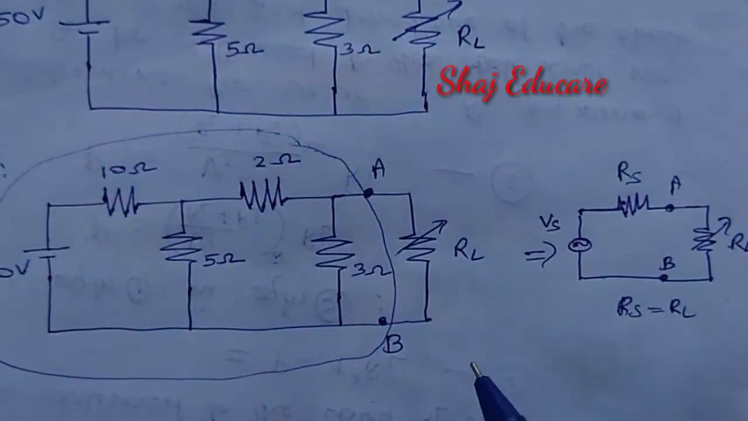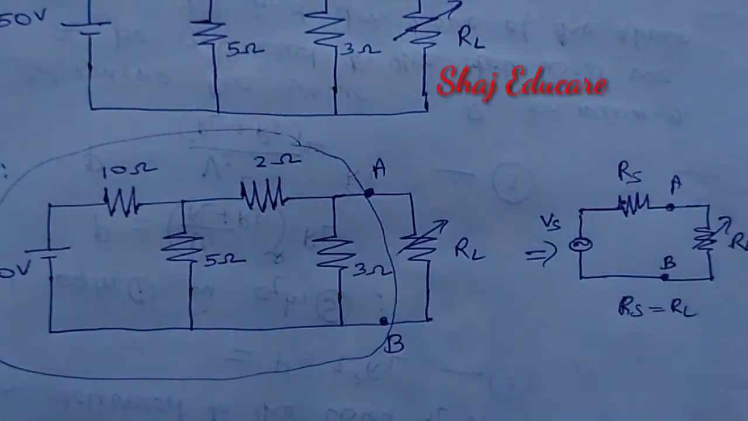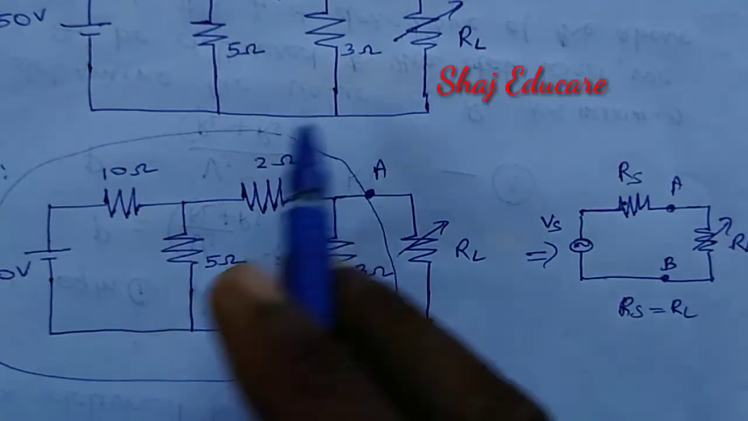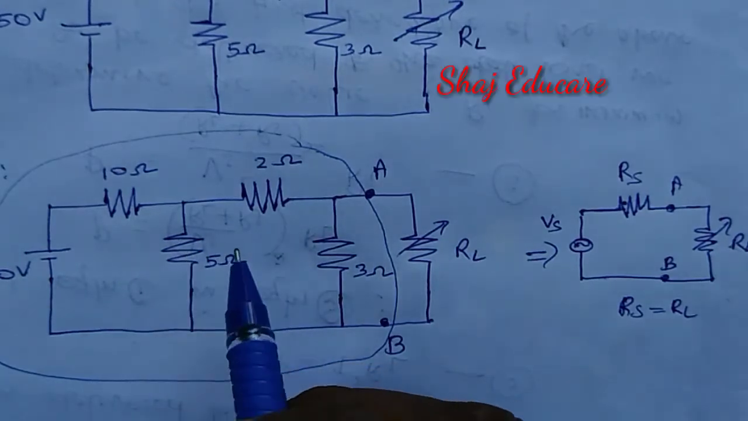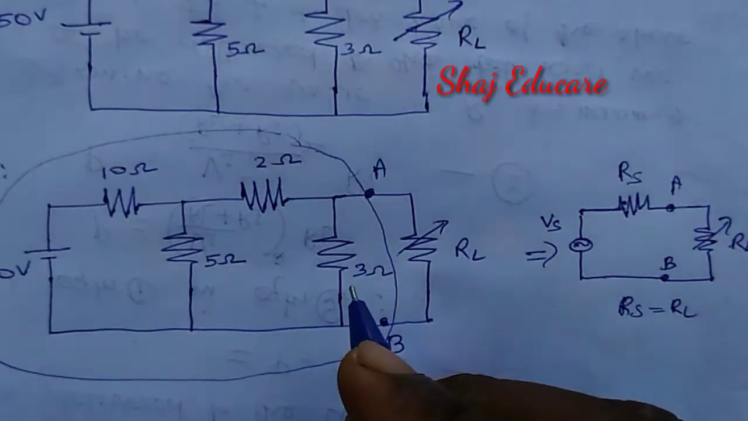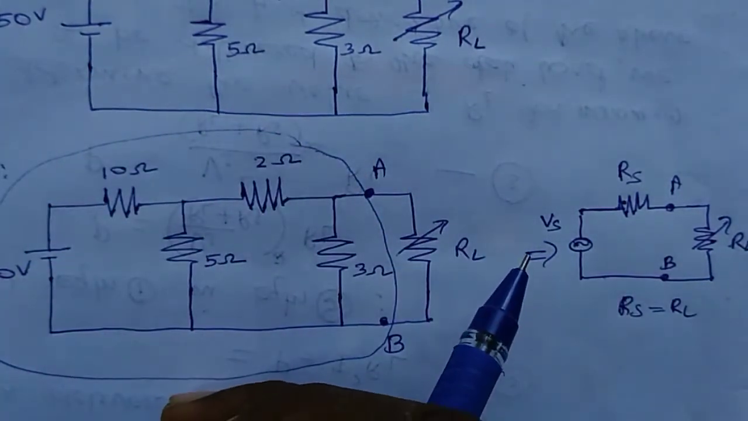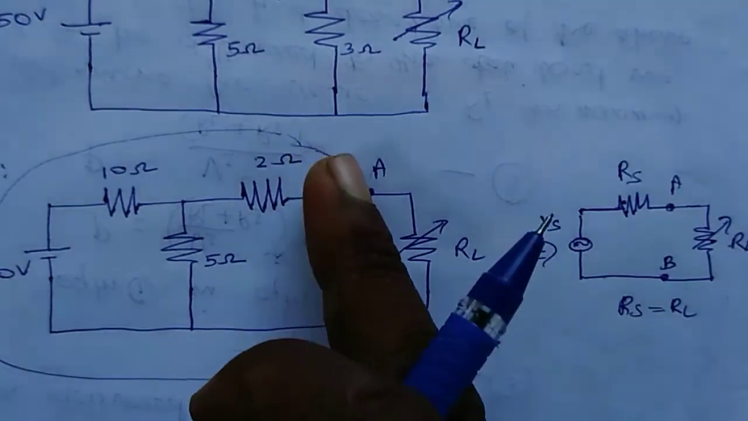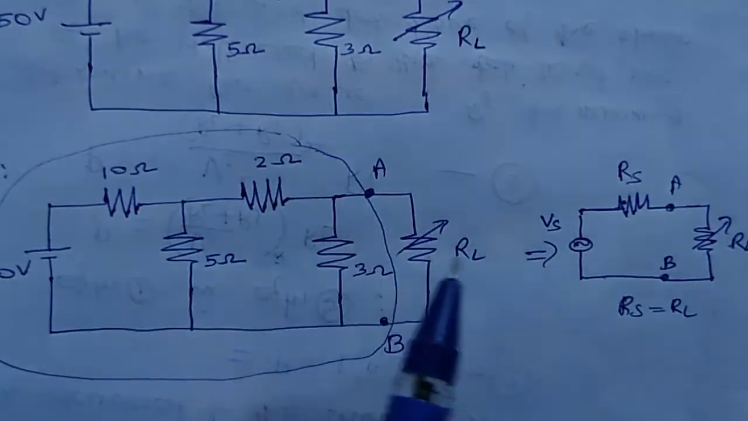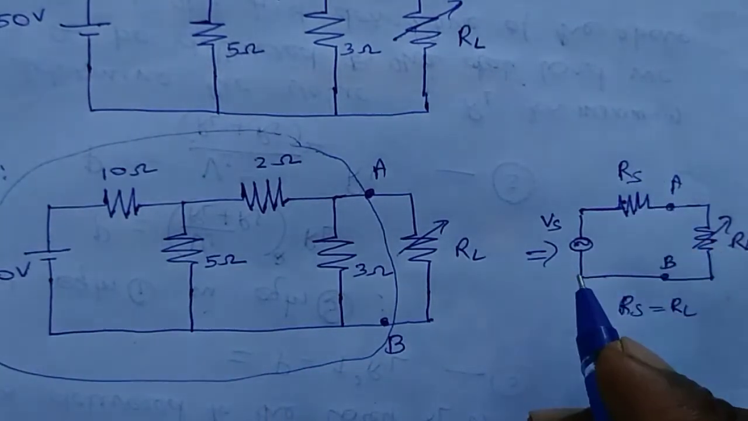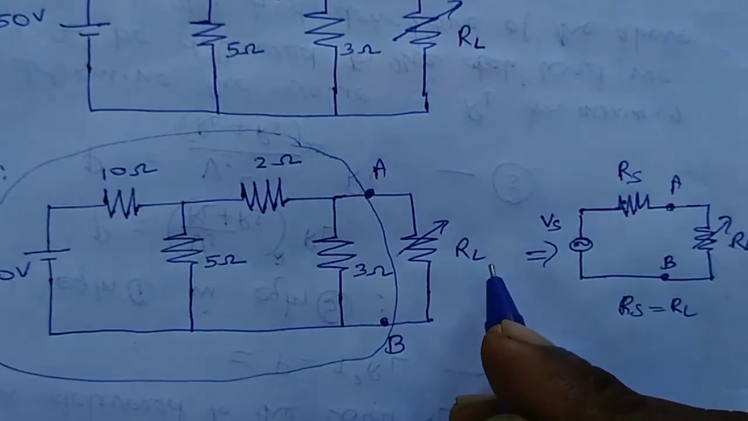How can we find that? Here is a theorem we have discussed in our previous videos. Any circuit containing a large number of voltage sources, current sources, resistances, etc., can be replaced using a single voltage source and a single series resistance using a theorem known as Thevenin's theorem.